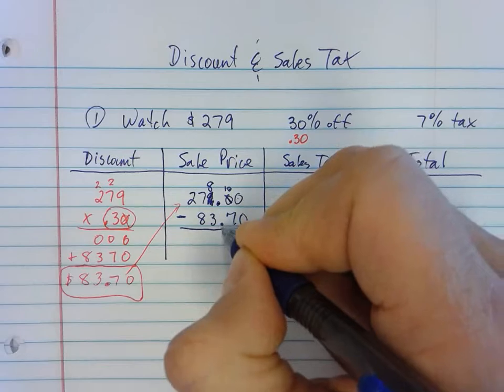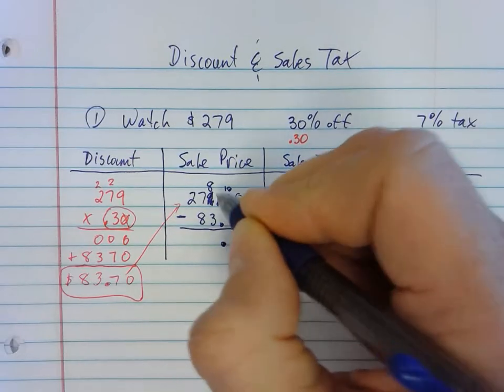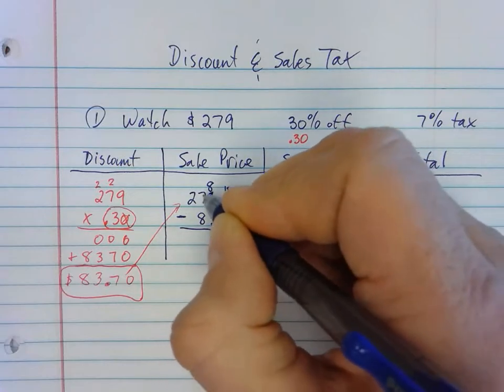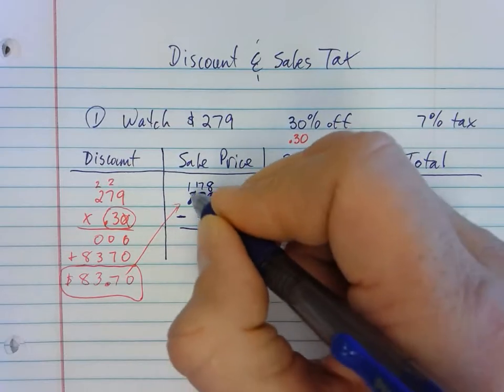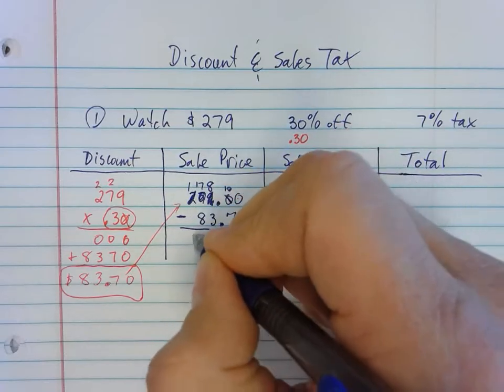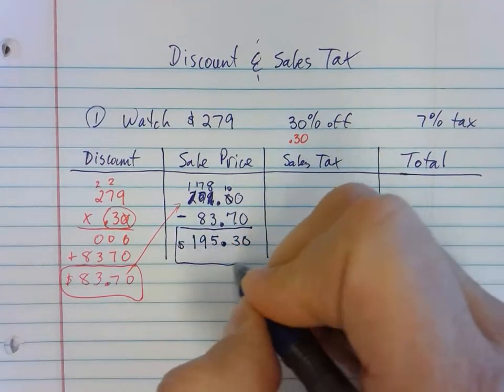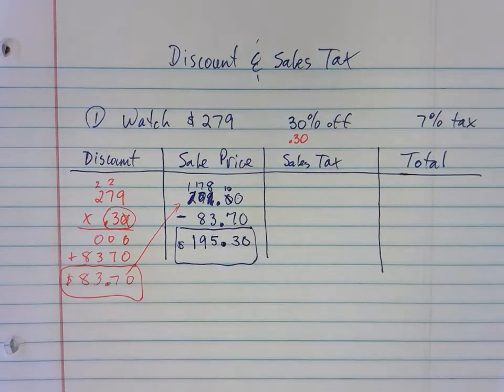Go ahead and bring down your decimal here. Just keep everything lined up. When you add and subtract, you keep them lined up. 8 minus 3, of course, is 5. And then I got to borrow here, and then 17 minus 8 is 9, and then 1 minus nothing there is 1. So that means that the sale price of the watch after the 30% off, and we've taken it away, is $195.30.